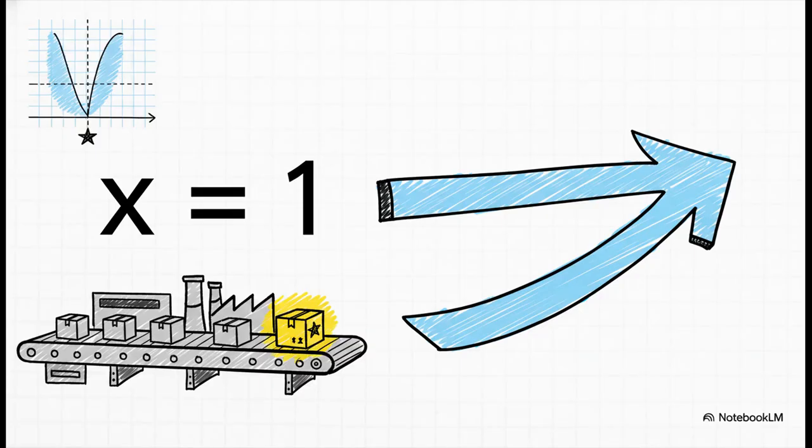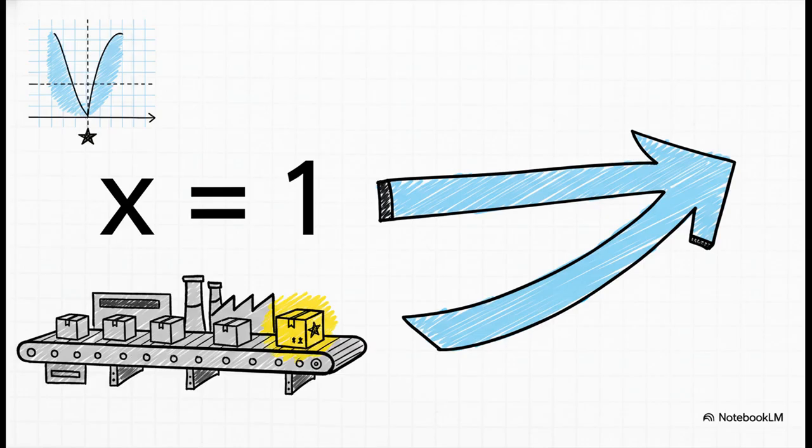So let's do step 1. We use our formula x equals negative b over 2a. Looking at our cost function, we can see that a is 2 and b is negative 4. So we plug those in. x equals negative of negative 4 over 2 times 2. Now be careful with the signs. The negative of negative 4 is positive 4, and 2 times 2 is 4. So we get 4 divided by 4, which is 1.